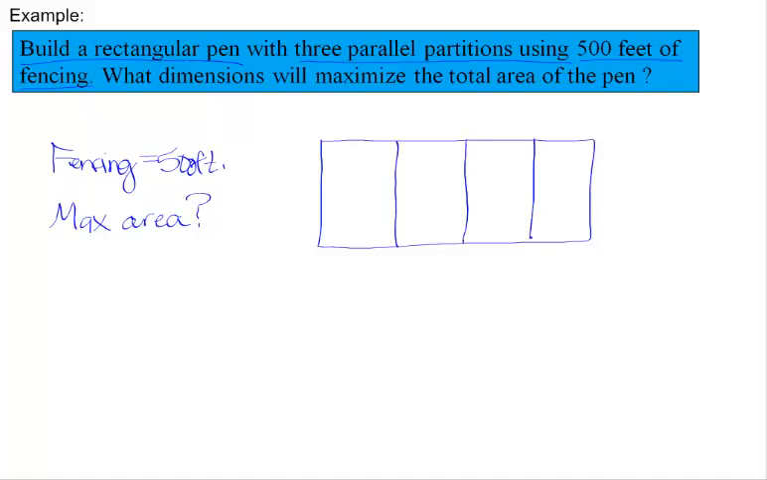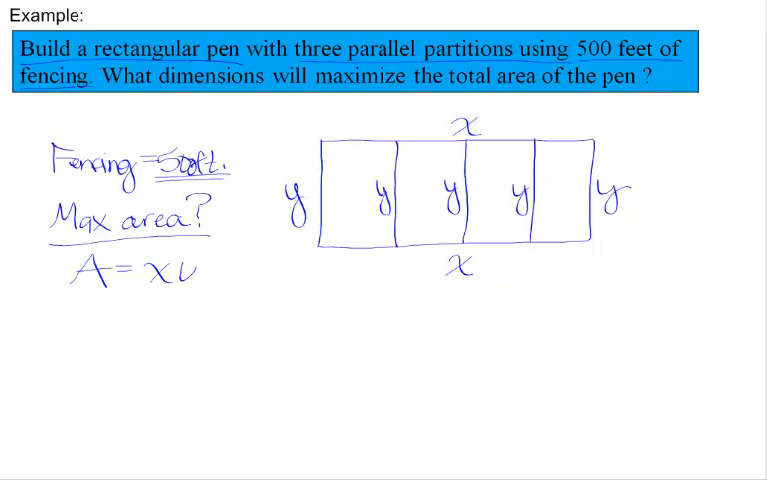Now I'm going to call the horizontal distance here x. I have 2 of those. I'm going to call the vertical distance y, and I have 1, 2, 3, 4, 5 of those. That's the fencing that I'm going to use. So how could I maximize the area? The area, by the way, is going to be found by length times width.